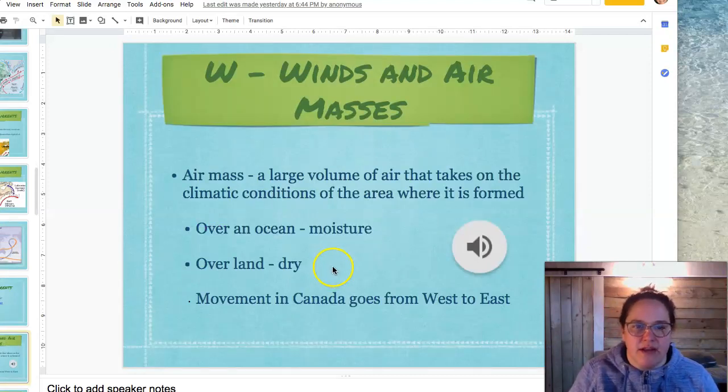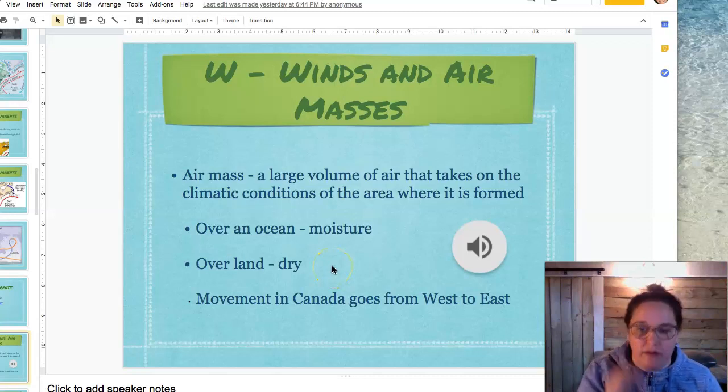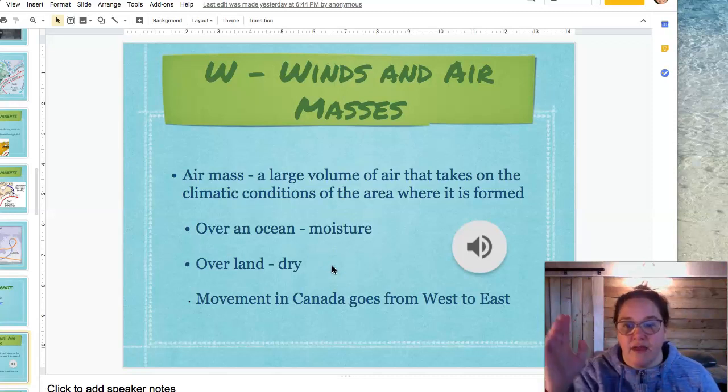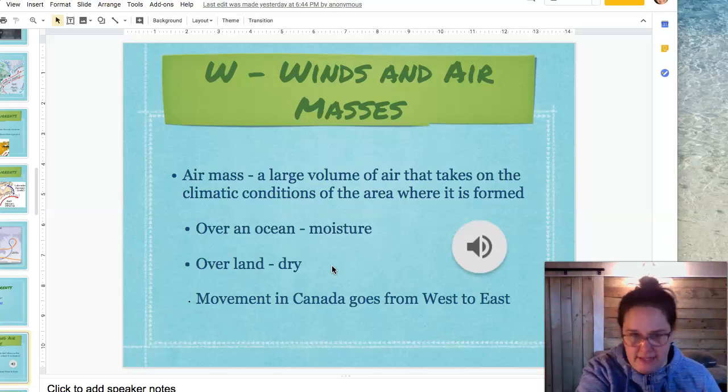So let's talk about wind and air masses. The big thing you need to remember with wind and air mass in Canada is that it always moves from the west to the east. So from British Columbia east past us out to the Atlantic Ocean.